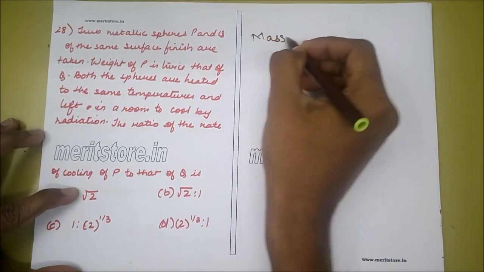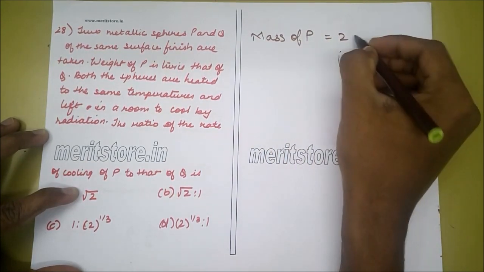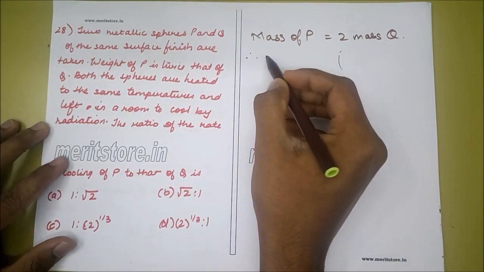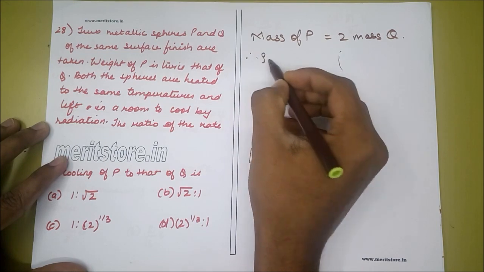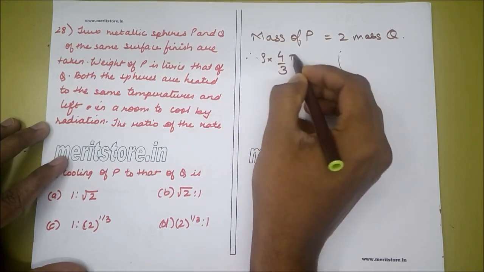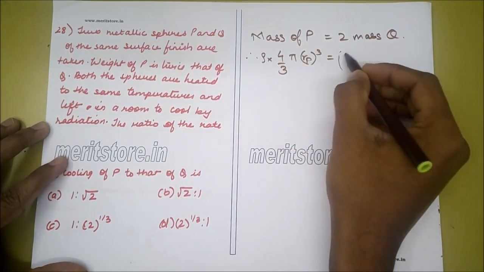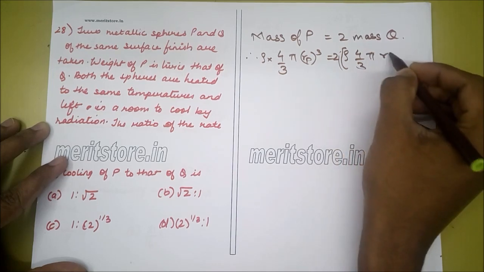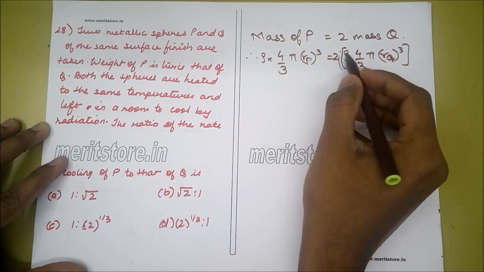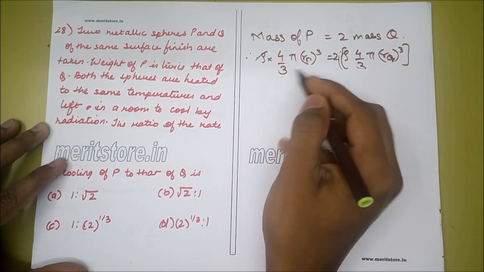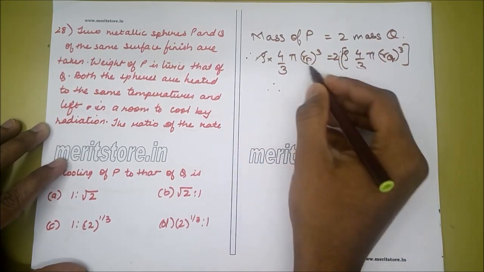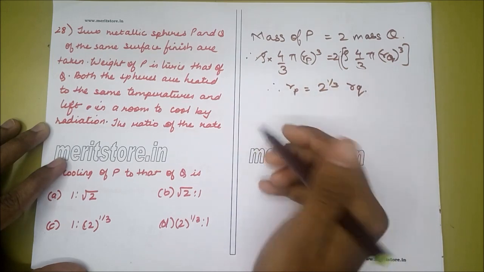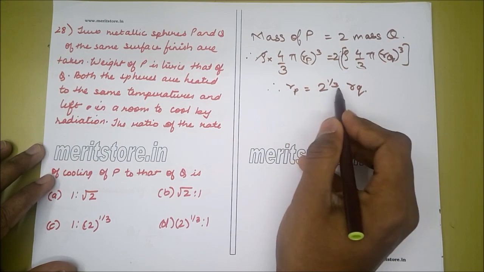Now, according to the question, the mass of sphere P is twice the mass of Q. As we know, density is mass upon volume, so writing mass as density into volume: rho times 4 upon 3 pi R_P cube is equal to 2 times rho into 4 upon 3 pi R_Q cube. The rho gets cancelled since the spheres are of the same type, and when we solve this, we get R_P as 2 raised to 1 by 3 times R_Q. So the radius of P is the cube root of 2 times the radius of Q.